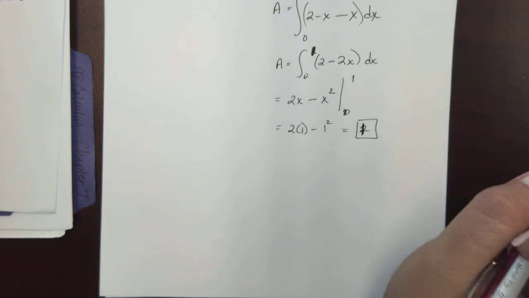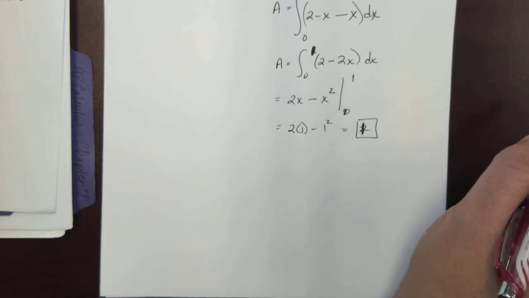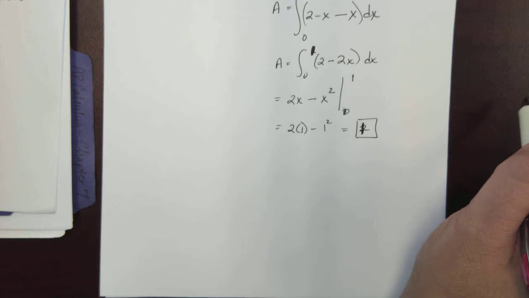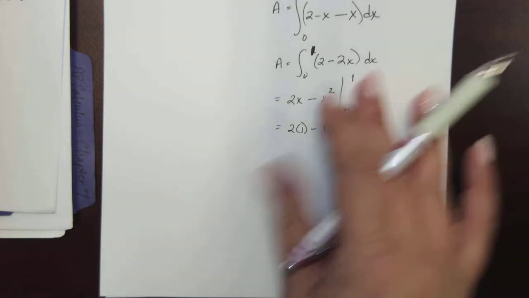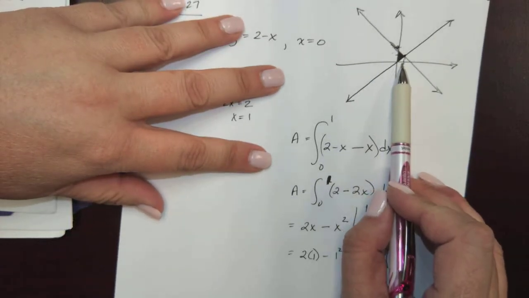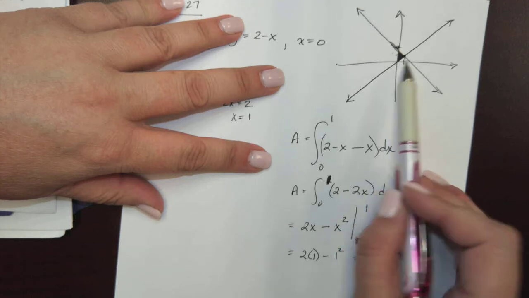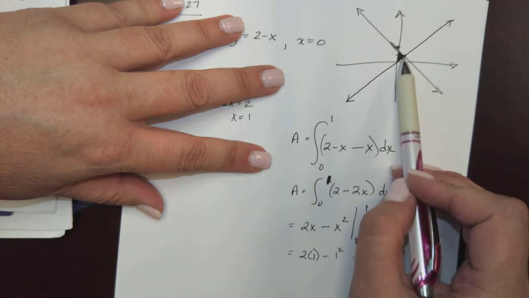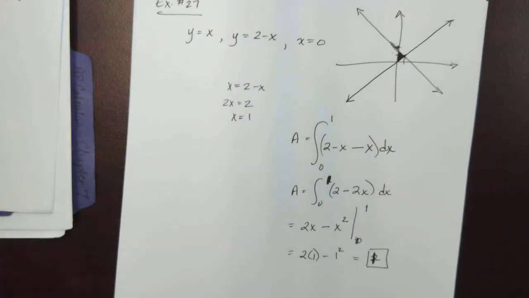Is it always going to be 0 to 1? No. These two examples happen to have bounds 0 to 1. How do we know it's 0 to 1? Because the left-hand side of this is at x equals 0. The right-hand side is at x equals 1. Does that make sense? We also set one function equal to the other to find what that x value was. Okay, let's do another one.